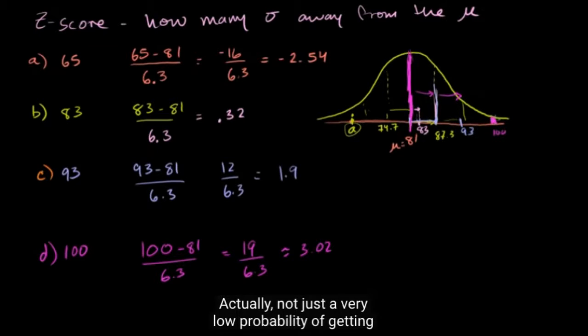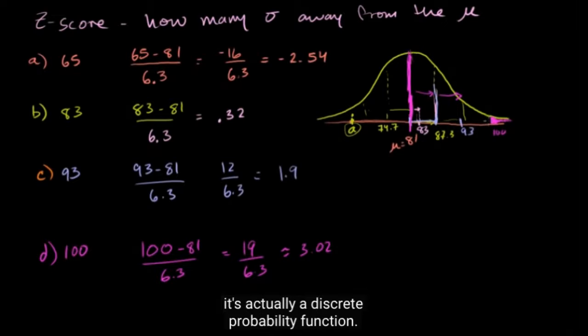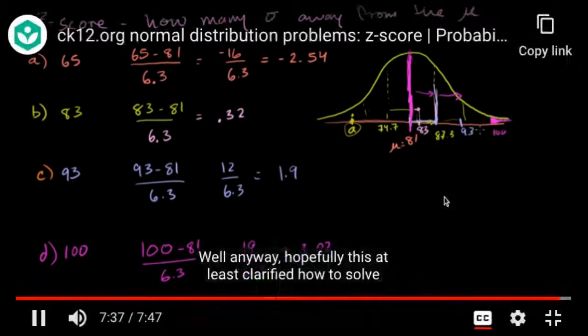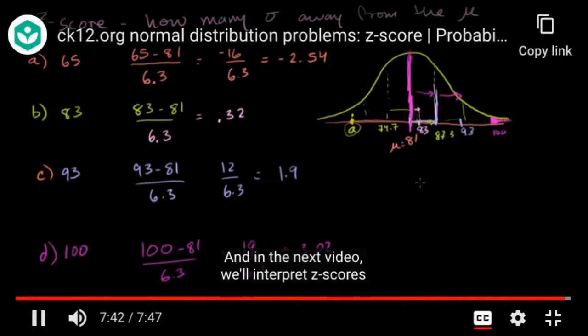And actually, it's not just a very low probability of getting something higher than that, because we learned before in a probability density function, if this is continuous, not discrete, the probability of getting exactly that is 0. But since these are scores on a test, it's actually a discrete probability function. But the probability is low of getting higher than that. You can see where we sit in the bell curve. Well, anyway, hopefully this at least clarified how to solve for z-scores, which is pretty straightforward mathematically. And in the next video, we'll interpret z-scores.